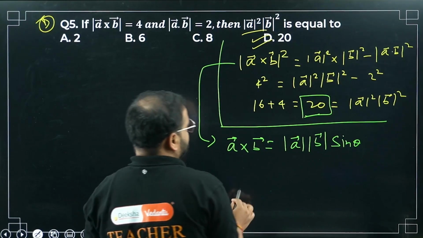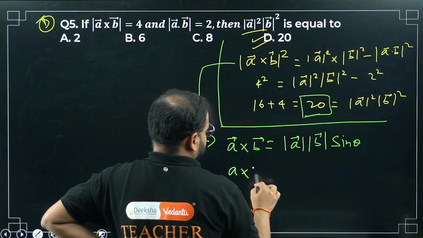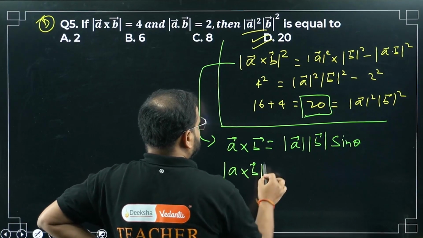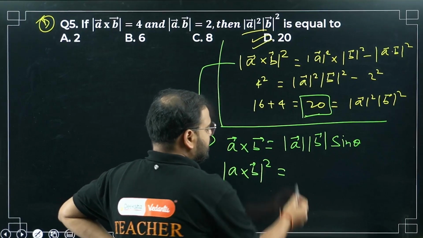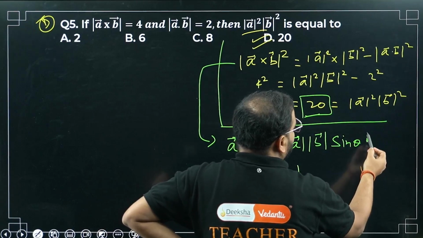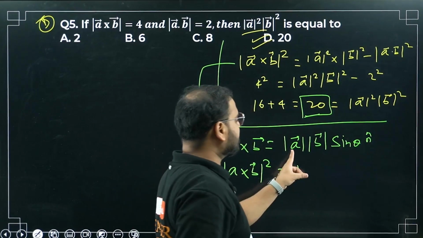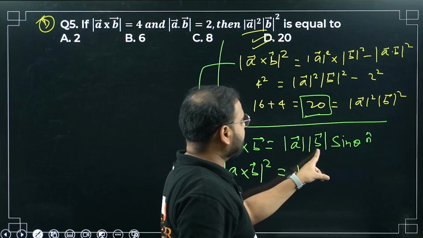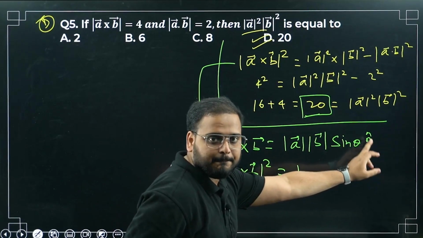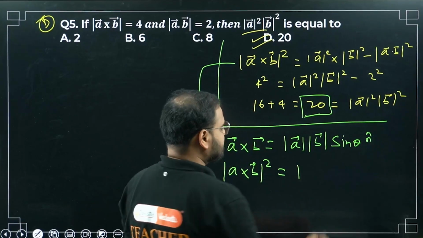Now take the whole square. First take the mod, whole square. Same thing will come over here. I'm taking mod, so n cap will become what? 1, right? If I take mod, this is a scalar value. Sin theta is also a scalar value. The result has an n cap, but if I'm taking mod on both sides, mod of n cap will become 1.